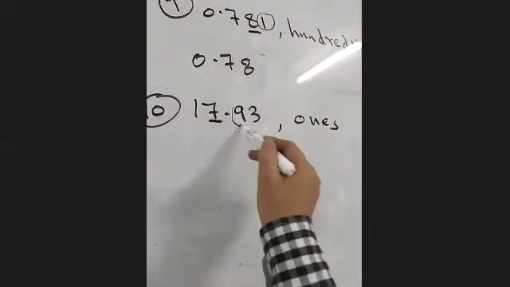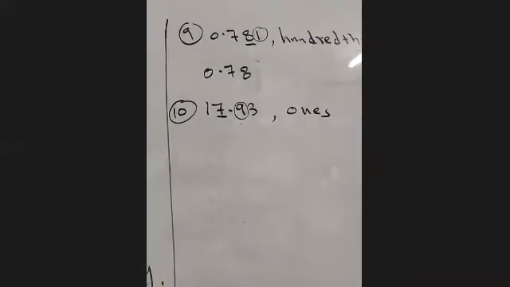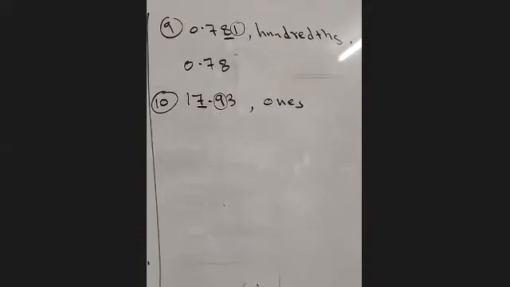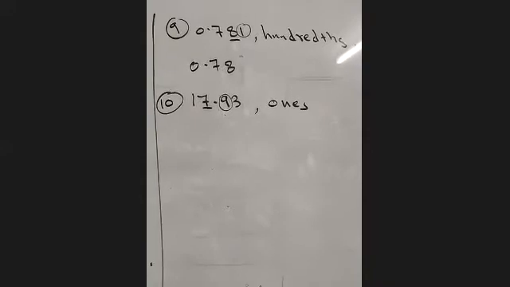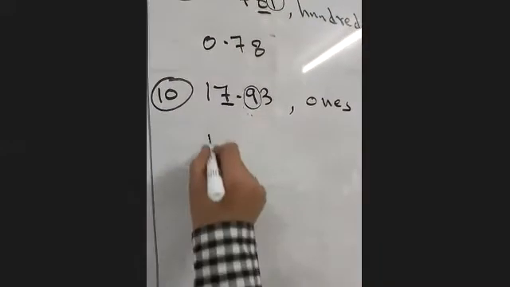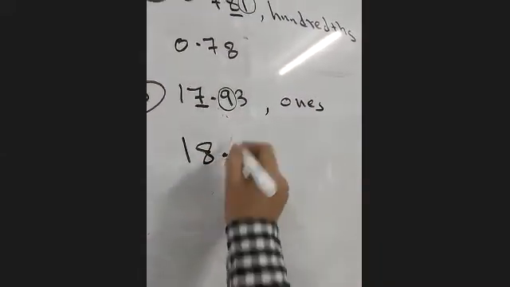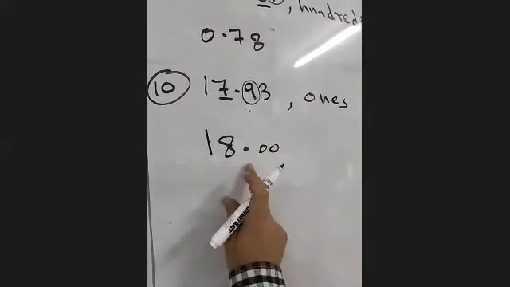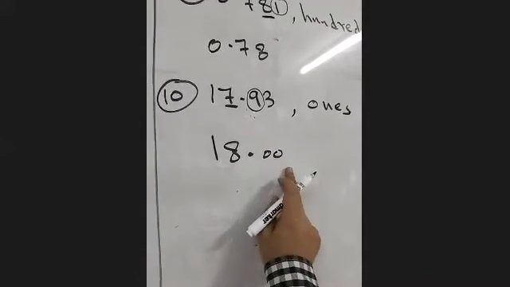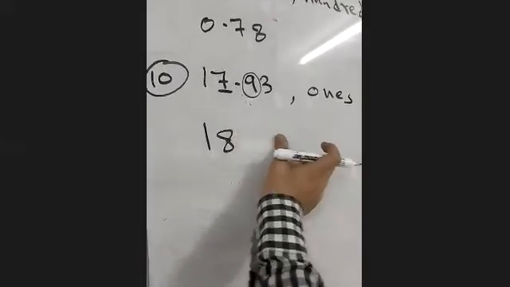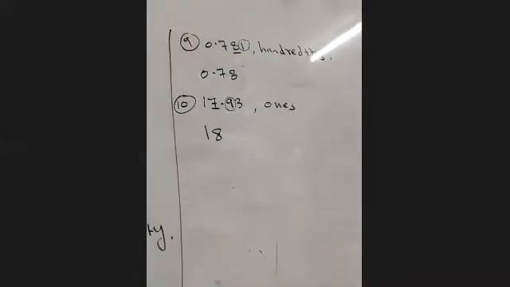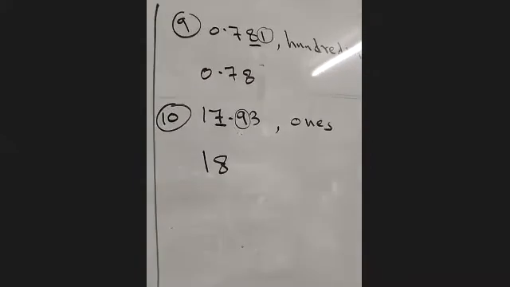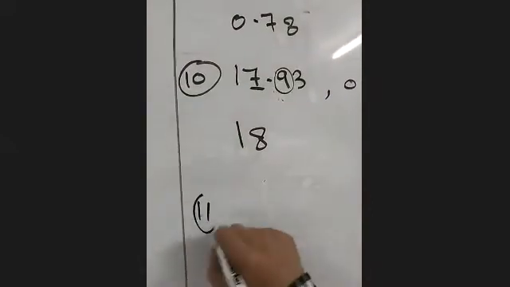It's the 9. The 9 is bigger than 5. Then the 9 will be 0 and the 7 will be 8. So we add 1 to the 7. It will be 18 decimal. These numbers are zeros, right? But do we need the decimal with zeros? No. So what's the answer? 18 only. This is question 10, guys. Let's go to question 11 now.